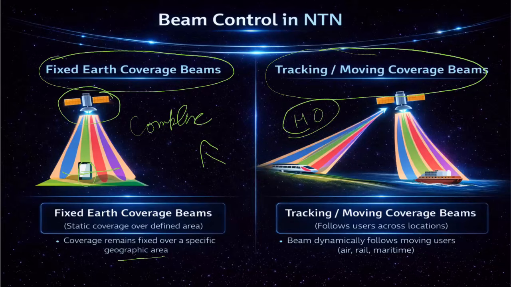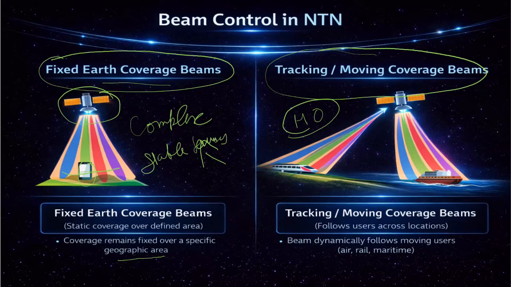So in Earth fixed beams, users experience more stable connectivity. But in Earth moving beams, users may experience handover problems similar to when we move from one cell tower to another. So what are the use cases of these two beams? Earth fixed beams are preferred for stable services.